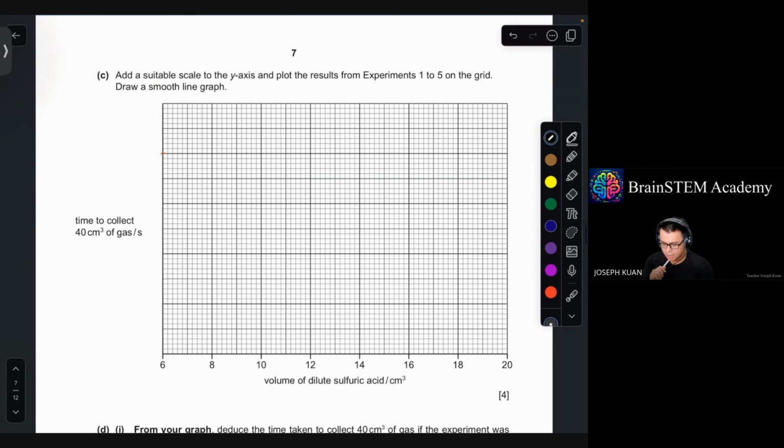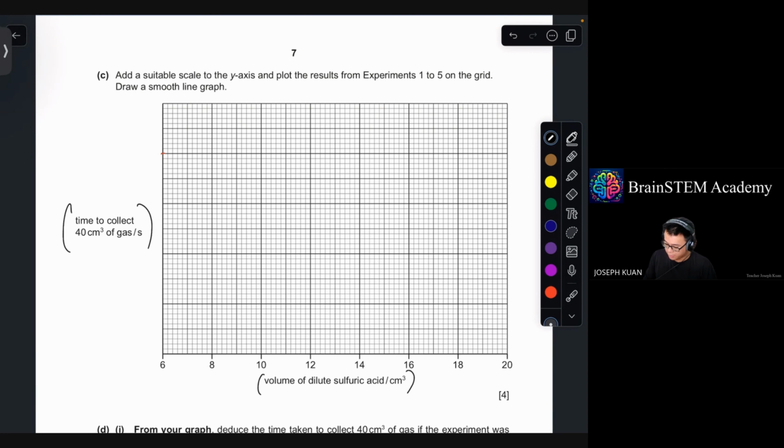Now, C. Add a suitable scale to the y-axis and plot the results from experiment 1 to 5 on the grid. Draw a smooth line graph. So it's about the time to collect 40 cm cube of gas in seconds versus volume of dilute sulfuric acid in cm cube.